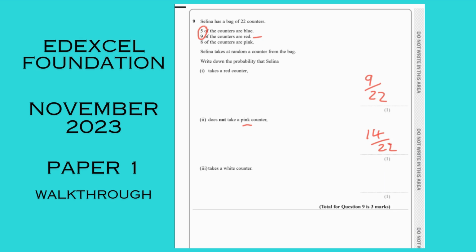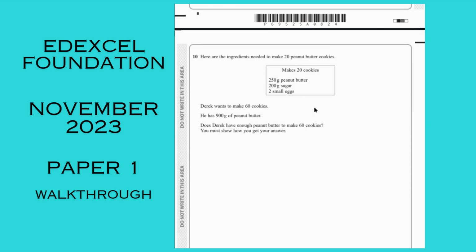Takes a white. Now there are no whites. You could write 0 out of 22, but why would you bother when 0 is perfectly fine?